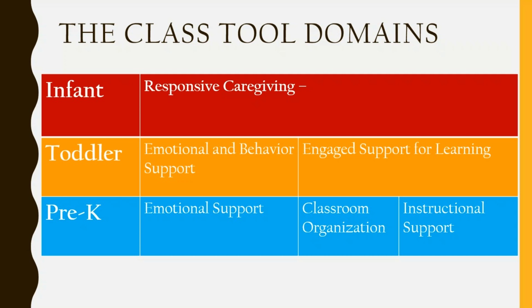Toddler has 2 domains: emotional and behavior support and engaged support for learning. Emotional and behavior support is all about the classroom environment. How does the teacher respond to the children? Do the children feel safe in the classroom? Are they sharing? Is there positivity between the teacher and the children? Is there a matched affect?